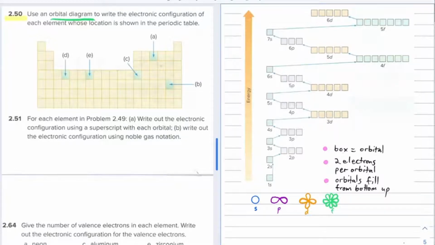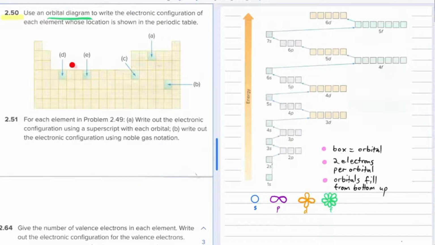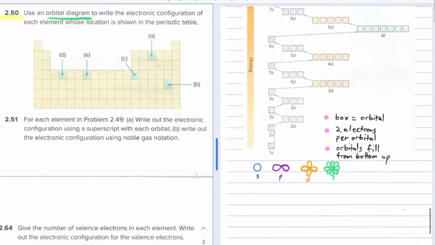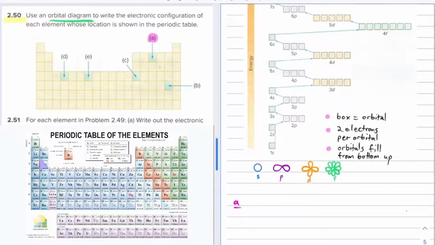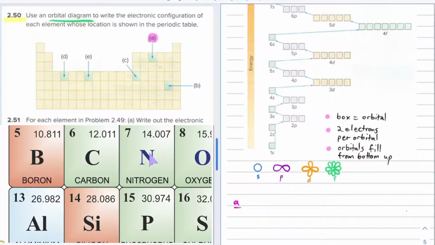So let's take a look at these particular elements. Let's label this one A. So what element is A? Here's where we have to break out our periodic table, because it doesn't show us what these elements are. So let me show you the periodic table. That's this one right here. So that's nitrogen.